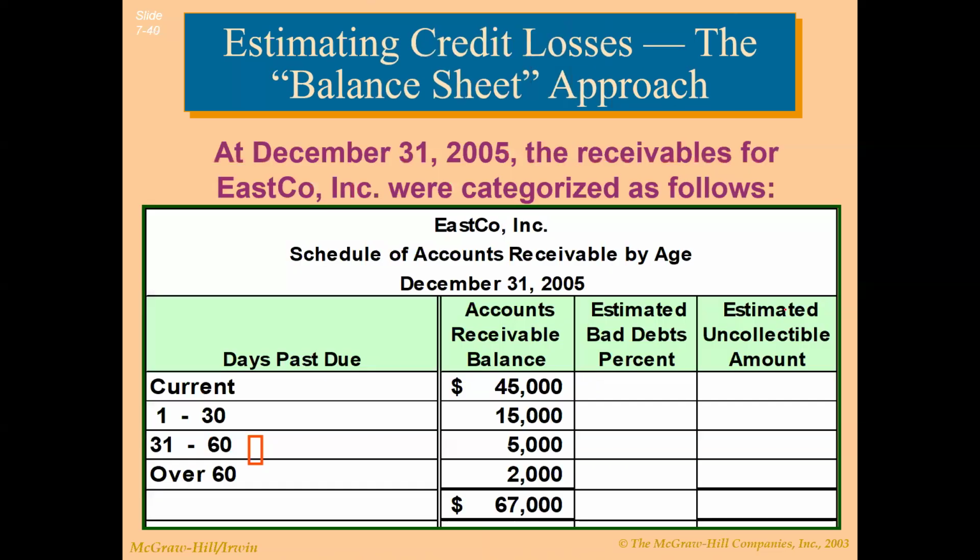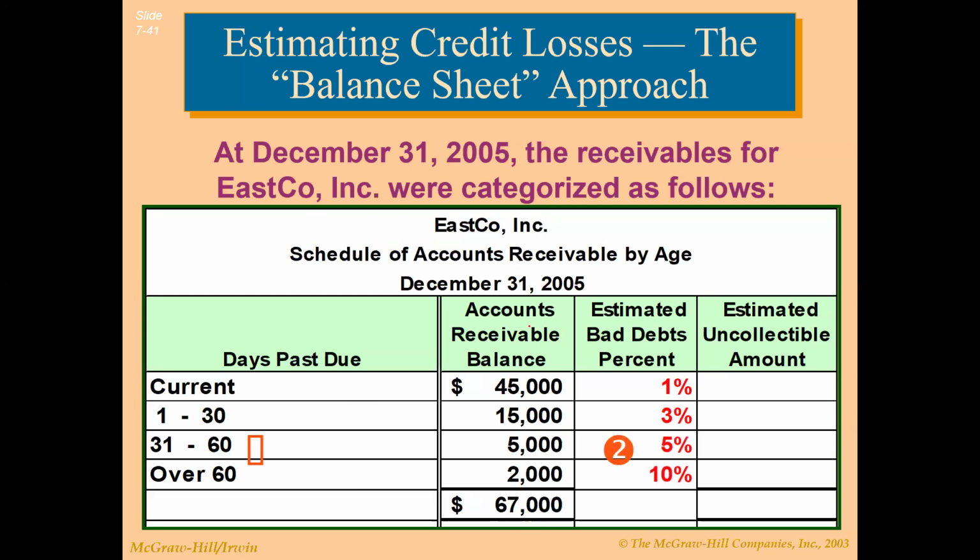Now, here we have the aging. Overall, you can see that we have 67,000 in accounts receivable. So its aging is that current accounts receivable are 45,000. The accounts receivable that are due from the customer within 1 month are 15,000. And in the same way, for 2 months there is a 5,000 balance, and the amount that is more than 2 months is 2,000.